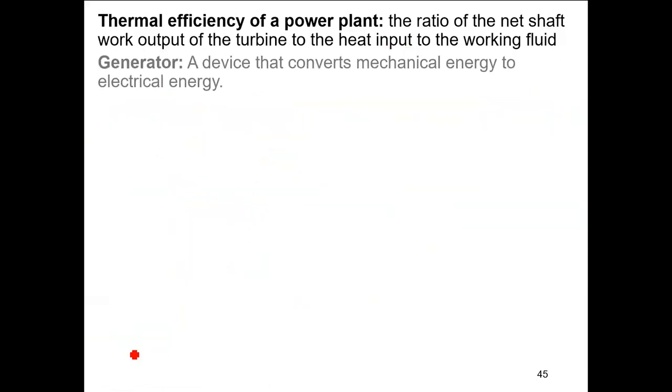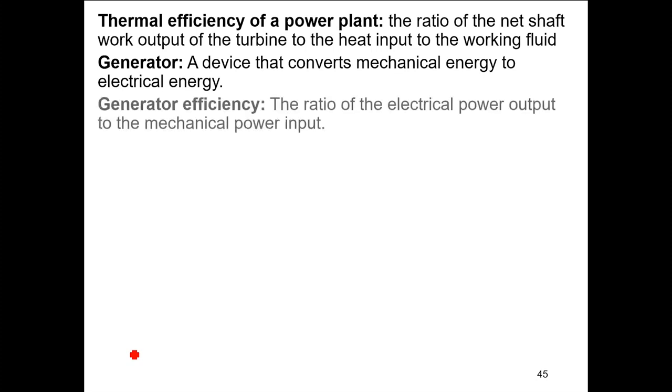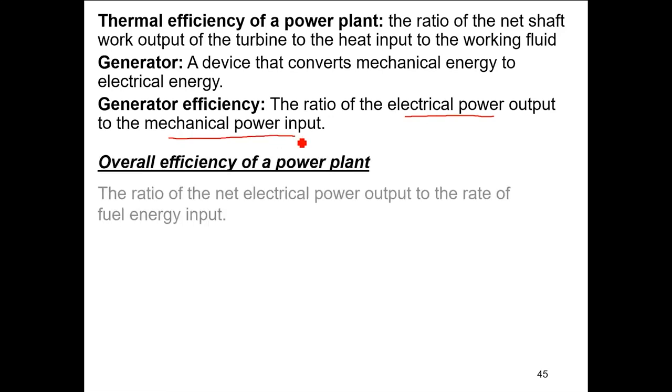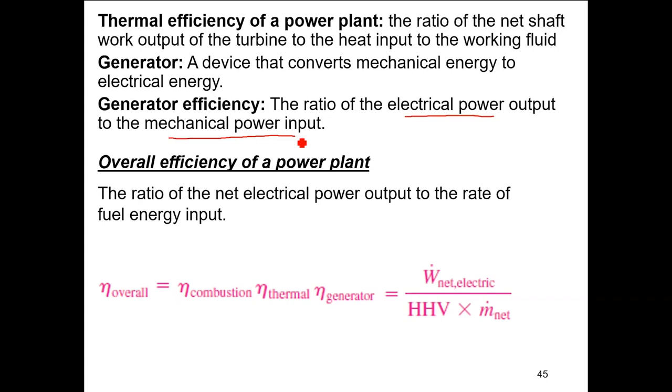All right. So what is a generator? A generator is a device that converts mechanical energy into electrical energy. And the efficiency of the generator is basically the electrical power output divided by the mechanical power input. And the overall efficiency of the power plant is basically the product of combustion efficiency, thermal efficiency, and the generator efficiency. This comes out to be the net electrical work output per unit time divided by the higher heating value multiplied by the mass flow rate, so that both the values are energy per unit time. Is the point clear? I hope it is clear to you.